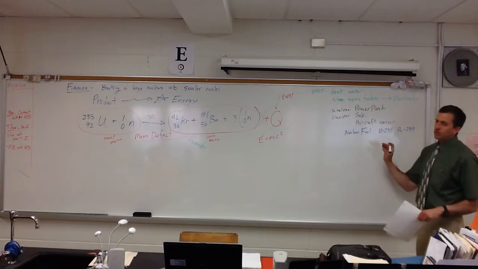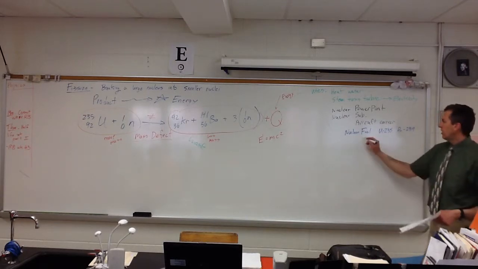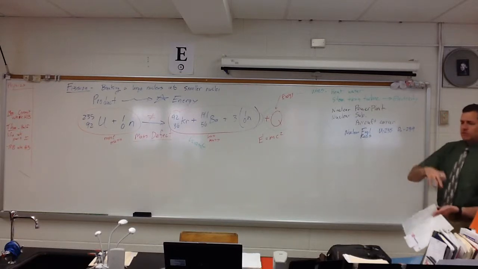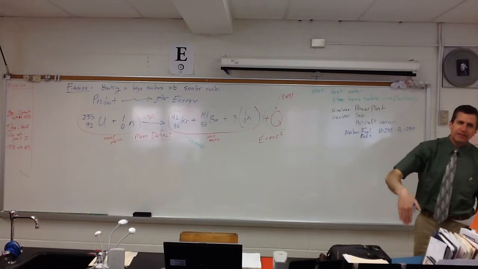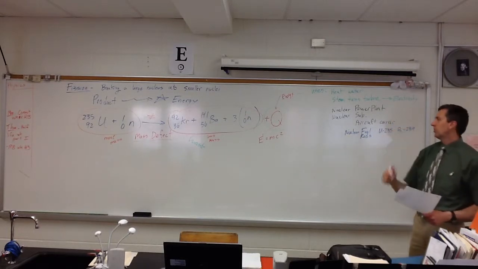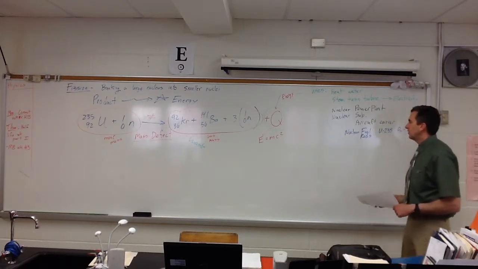Now, usually these are made into long rod-shaped objects. So they take the uranium, they make it into a rod, and then the rod can be inserted down into the reactor or pulled out. That's just the way they tend to do it.